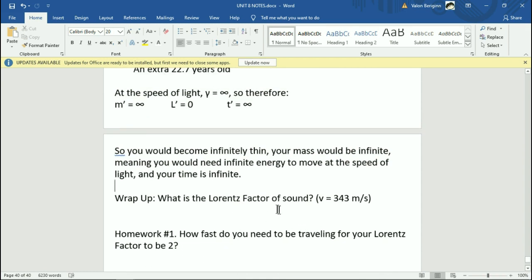What is the Lorentz factor of sound? If you're moving at the speed of sound, what is your Lorentz factor? Take that as your velocity, plug it into the formula for the Lorentz factor, and see what you get. If you're using a standard calculator, it probably won't have enough digits to give you an answer. It will probably just say 0 or 1.